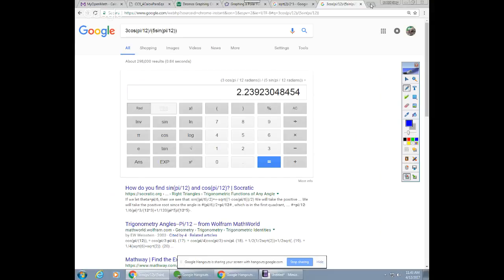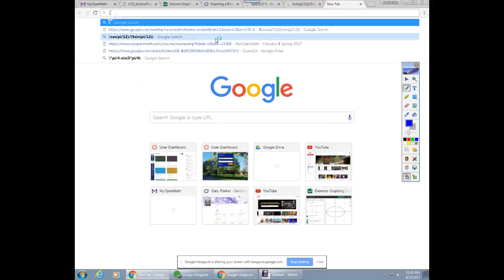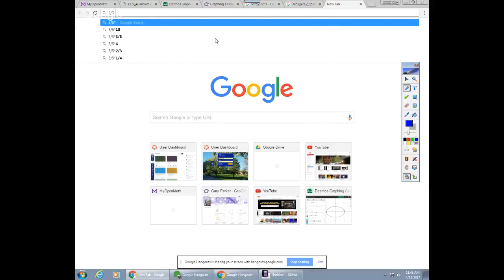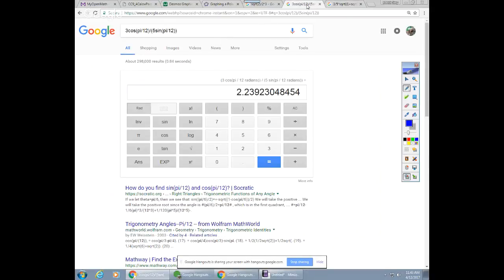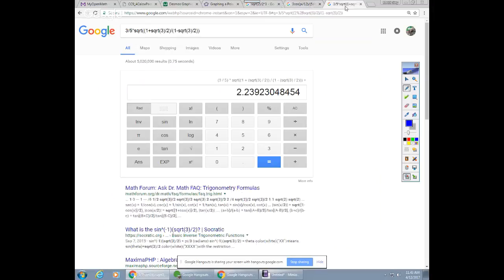The other version, I have 3/5 times the square root of parentheses for the numerator, 1 plus the square root of 3 over 2 in the top, divided by parentheses 1 minus the square root of 3 over 2 in the bottom, close the square root. Looks like the same number to me. Yep, same number. Okay, so we have a reasonable answer.